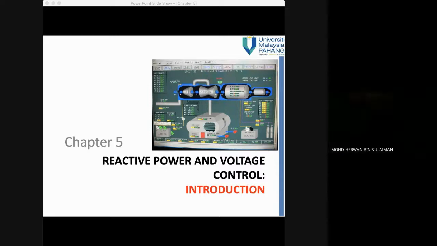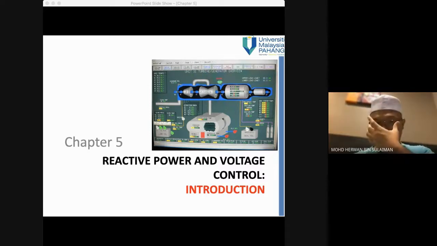Okay, so I think ramai dah masuk. Okay, today we will move to chapter 5. This is the final chapter, about the reactive power control.